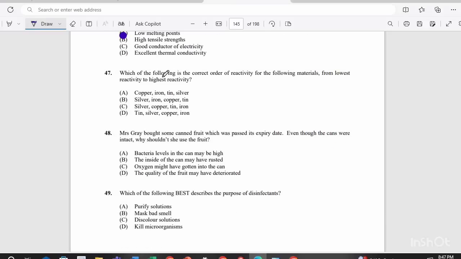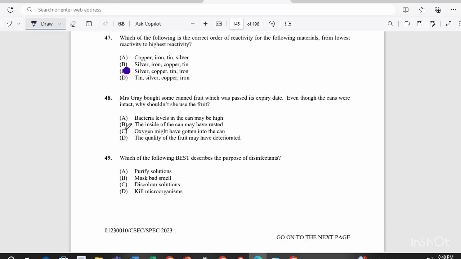Question 47. Which of the following is the correct order of reactivity for the following materials from lowest reactivity to highest reactivity? Please read the options. The answer there is C. Silver to copper to tin to iron.